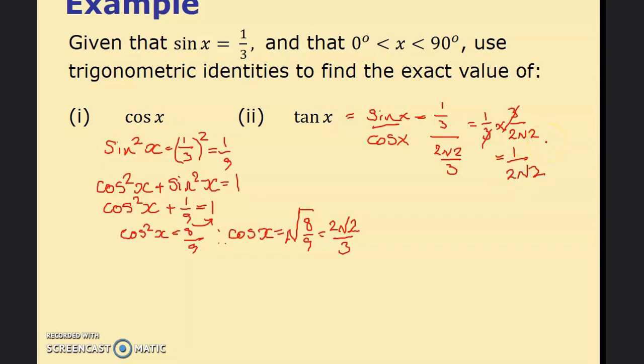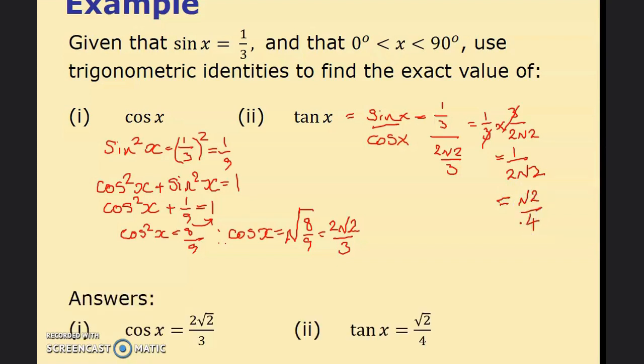Now, you could leave it like that. There'd be nothing wrong with leaving it like that. But if I just do this on my calculator, just to highlight the fact that most of your calculators have probably come up with something else if you've done this yourself, I get here root 2 over 4. So hopefully that's the answers I've got here. Yes, it is root 2 over 4 and 2 root 2 over 3 for the first answer. And there are a variety of ways of writing these things.